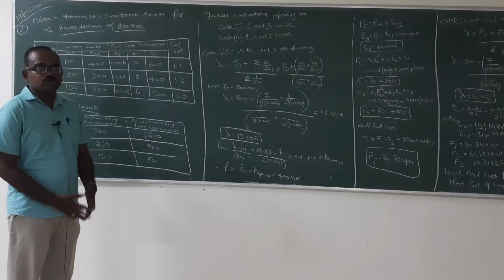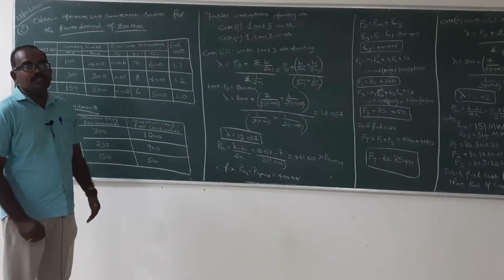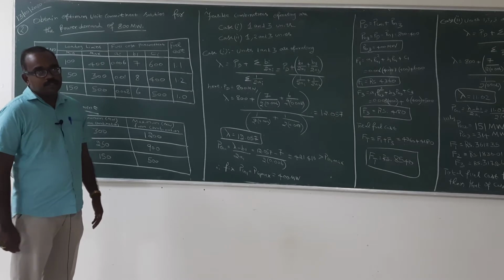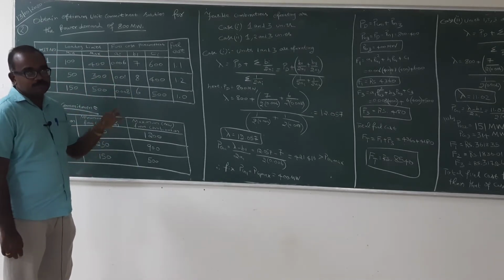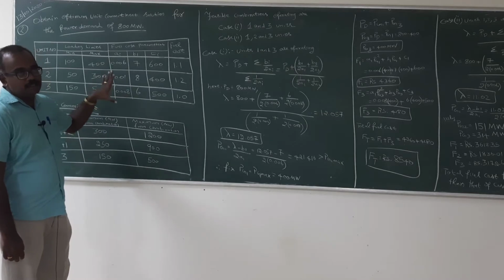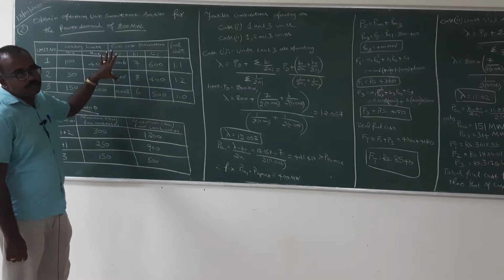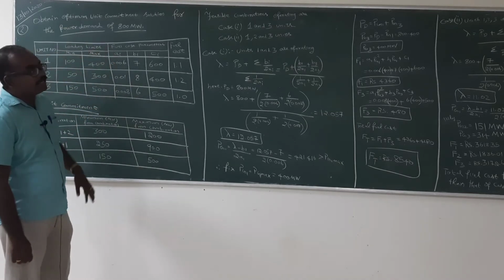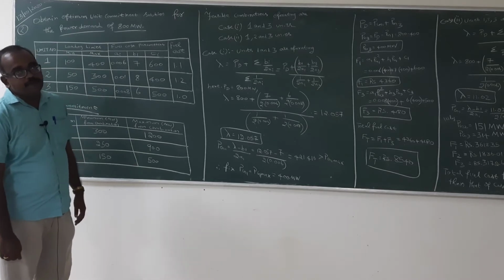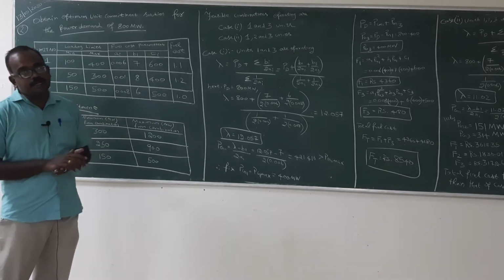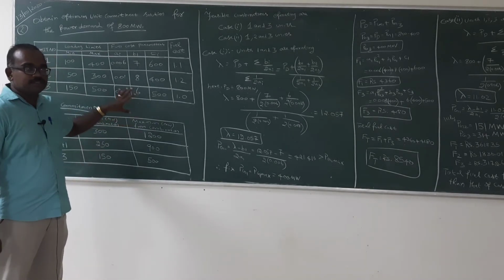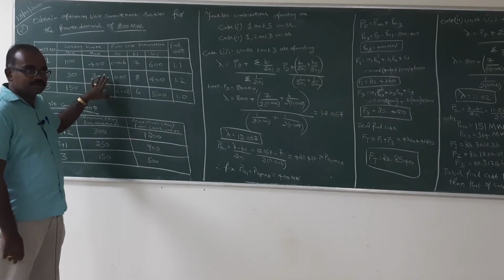Okay, good morning students. Today we are going to see about the unit commitment problem. The statement of the problem is the same as the previous problem; I have taken the same data. We are going to obtain the optimum unit commitment solution for the power demand of 800 megawatt.